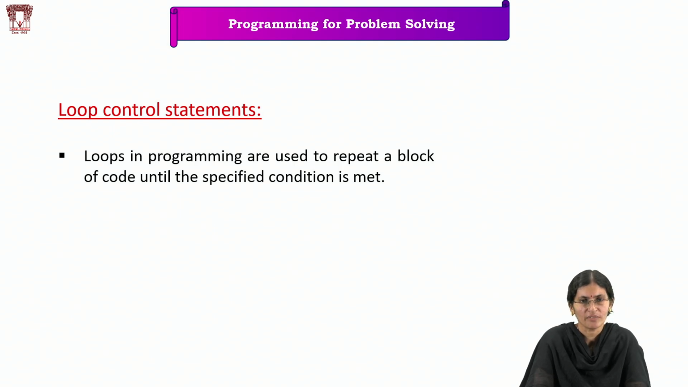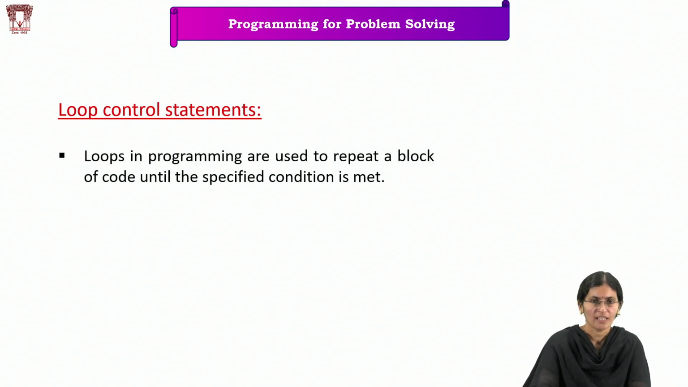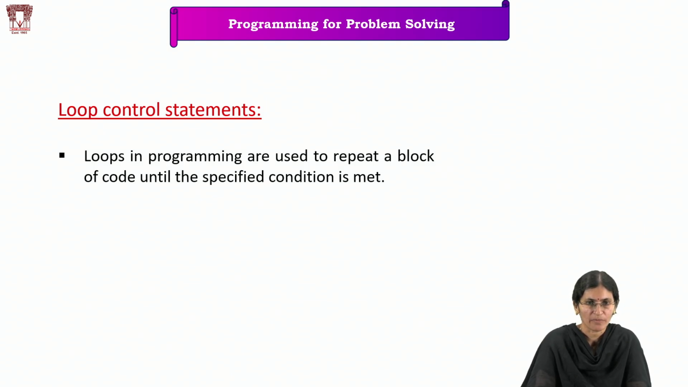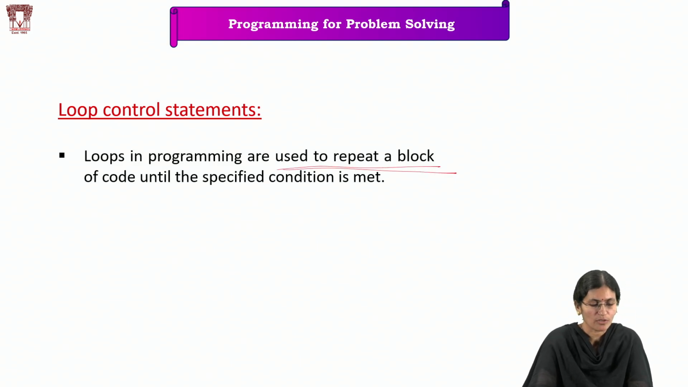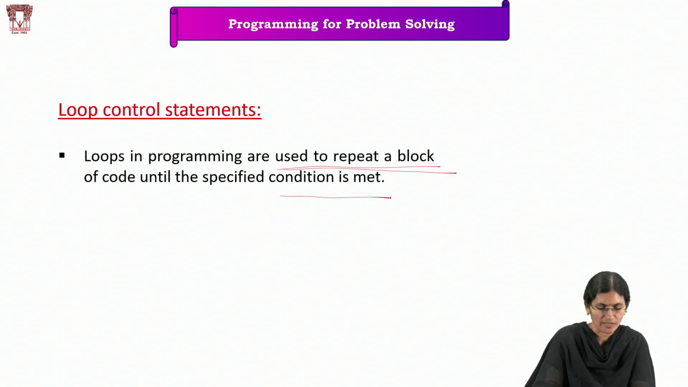In this video lecture, we will be covering important topics like what is the use of loop control statements, why we need to use these loop control statements, and what are the different types of looping statements, and then with the help of some examples also. Generally, the basic concept of loop control statements is that they are used to repeat a block of code until the specified condition is met.